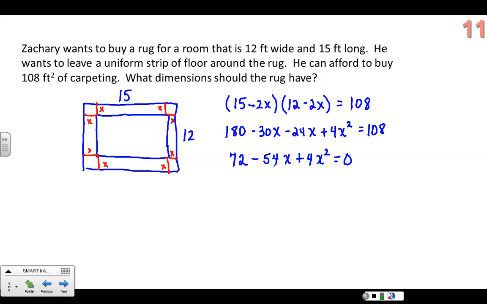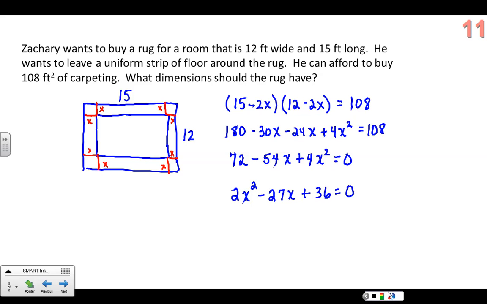Now that's not in descending order, but we can rewrite it where it is. And 72, 54, and 4, maybe I could divide a 4 out. 72 is divisible by 4. 54, however, is not divisible by 4. So the most I could divide out of this equation to reduce it is a 2. So I'm going to divide out 2, so that would give me 2x squared minus 27x plus 36.